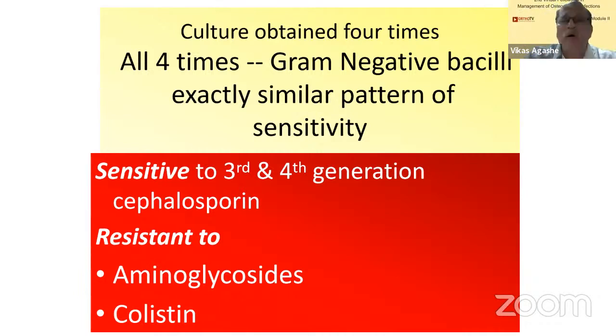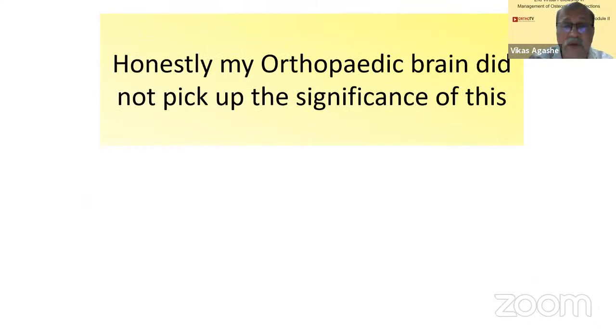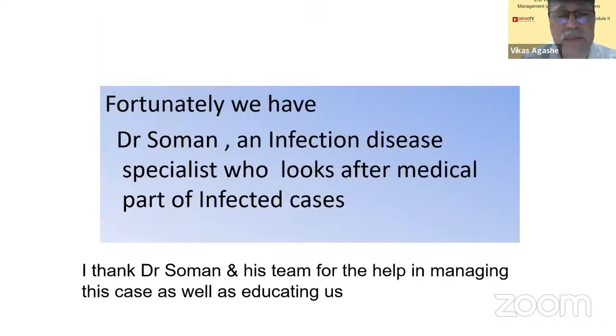In the hierarchy of gram-negative resistance, generally patients who are resistant to 3rd or 4th generation cephalosporin, also piperacillin, also meropenem, will still be sensitive to colistin because it was not used for many, many years. So this patient was resistant to colistin but sensitive to cephalosporin. Honestly, my brain did not pick up the significance of this. Fortunately, Dr. Suman picked it up and he just asked one question to that patient: Have you visited Goa or Karnataka? And he had an answer.